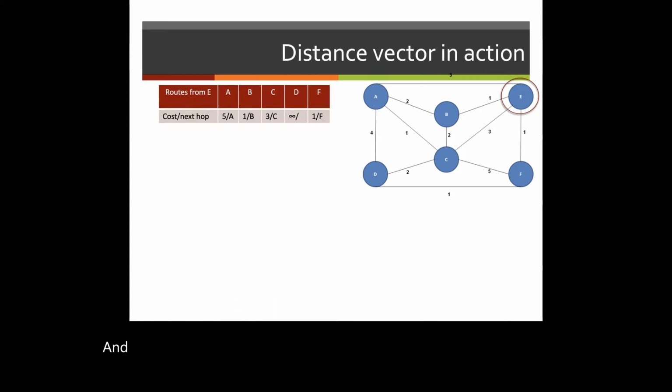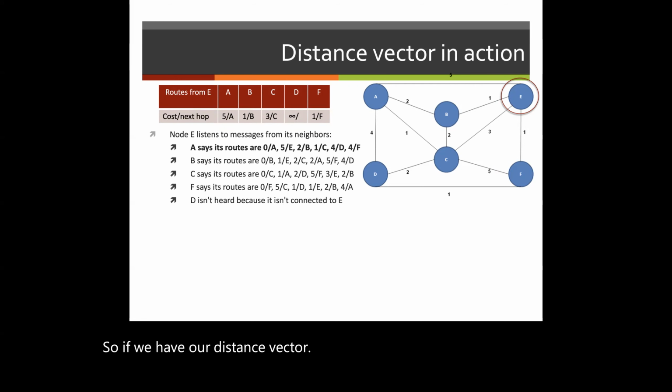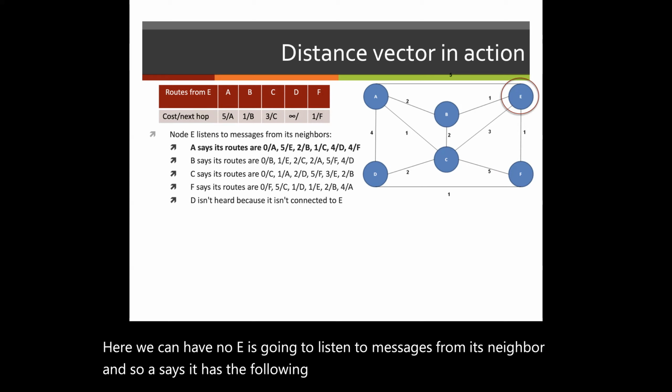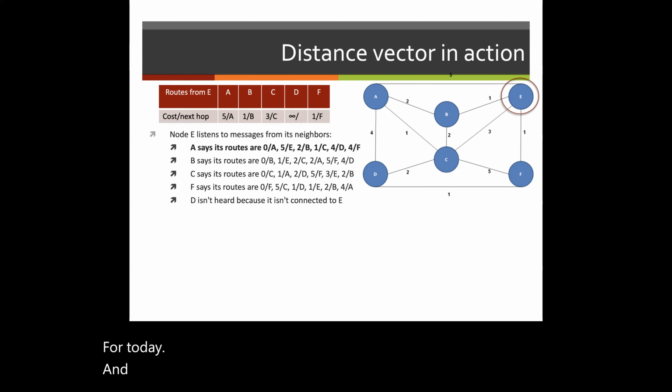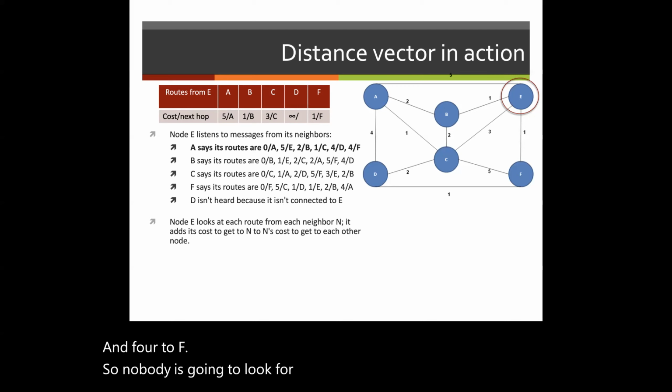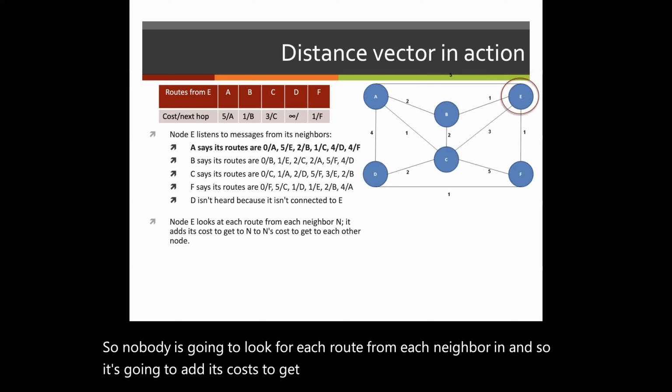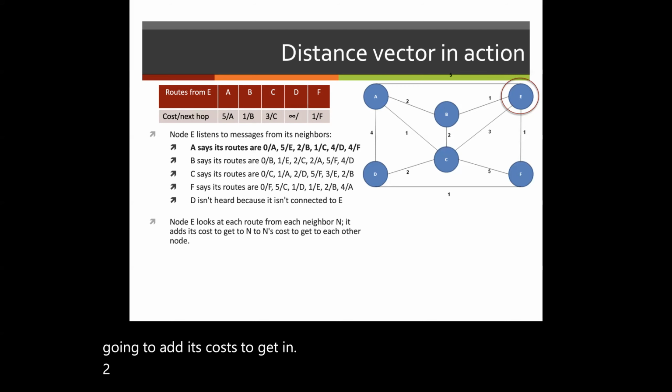And so if we have our distance vector here, node E is going to listen to messages from its neighbors. And so A says it has the following routes: 0 to A, 5 to E, 2 to B, 1 to C, 4 to D, and 4 to F. So node E is going to look at each route from each neighbor. And so it's going to add its cost to get to the neighbor to the neighbor's cost to get to each other node.